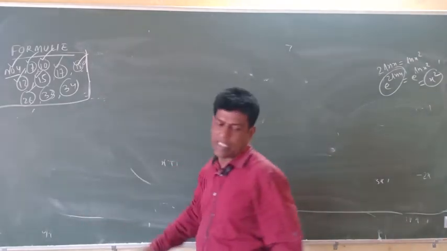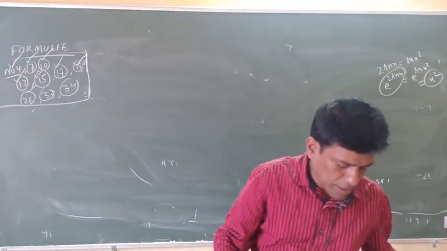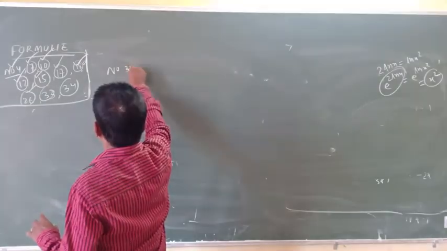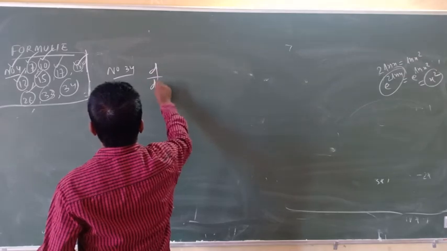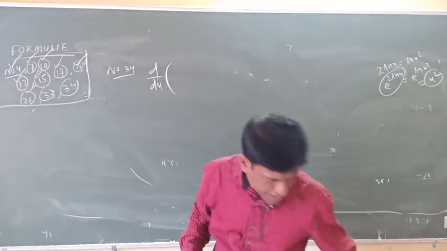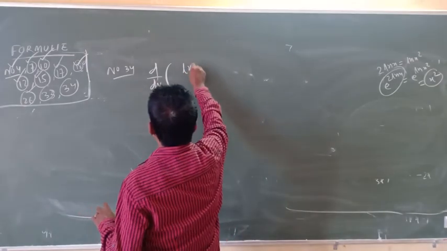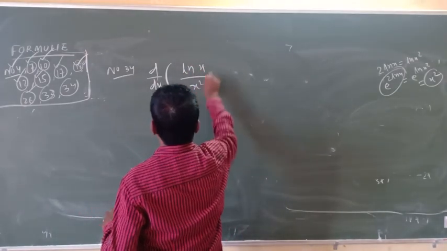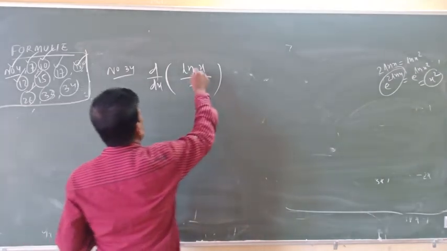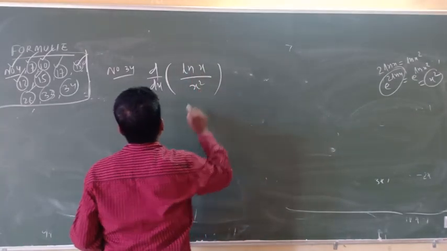Now I am going to number 34. You look, number 34 is of this type. d by dx of the given ln x by x square. Here ln x is the numerator side and x square is the denominator side.